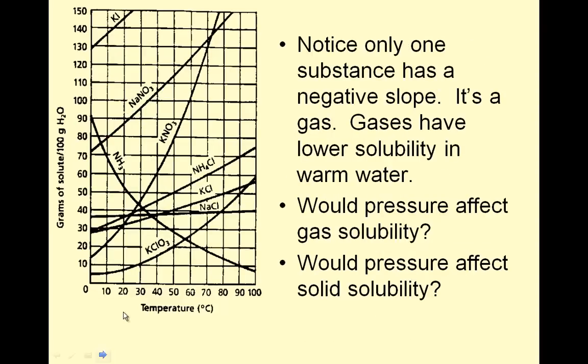Notice only one substance has a negative slope. That means it goes down. It's a gas. Gases have lower solubility in warm water. Okay, so know that. Would pressure affect gas solubility?